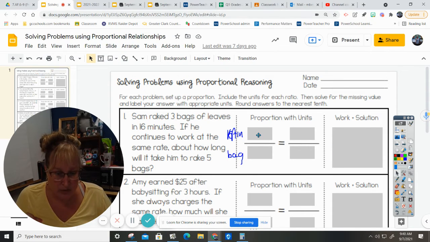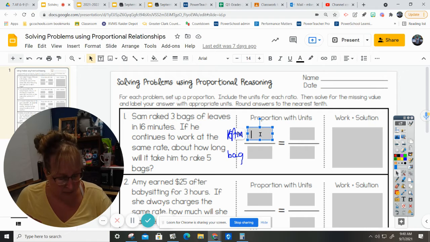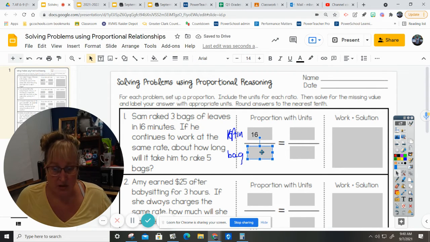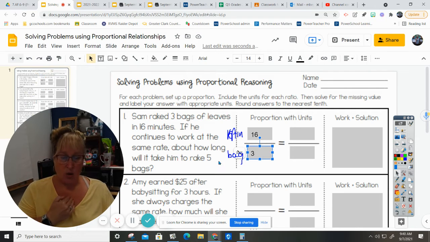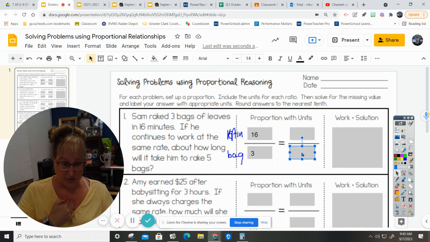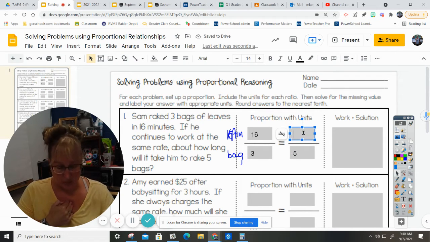So I'm going to put 16 on the top, and I'm clicking in the box and typing. I'm going to put 3 in the bottom, and then it tells me how long will it take him to rake 5 bags. So I have to think, where does the bags go? Well, I've determined that bags are going to be on the bottom, so I'm going to put 5 there, and we do not know how long it takes, so I'm going to put the X there.